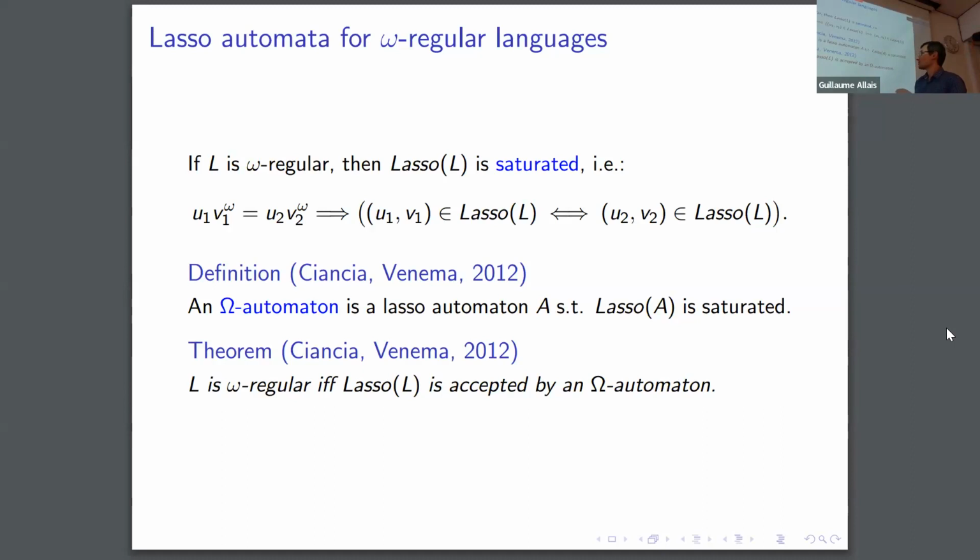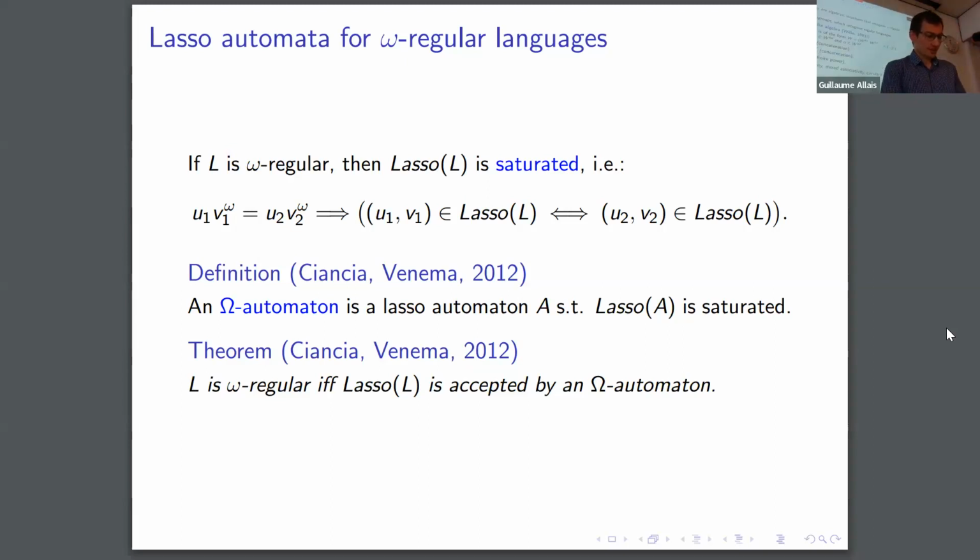So what do I mean? If we define an omega automaton to be just a lasso automaton with a saturated language, then we have that our language L is omega regular precisely when its lasso language is accepted by some omega automaton. This means both that every omega automaton accepts a lasso language corresponding to an omega regular language, and vice versa, that every omega regular language has a lasso language which can be recognized by an omega automaton. So this is actually the notion that we really wanted.